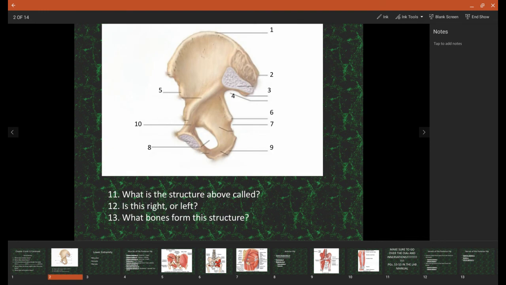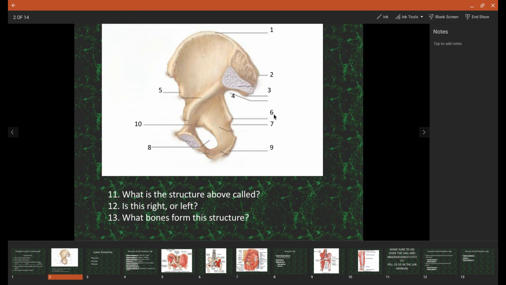Now, let's work on this. Number 1, that feature will be the iliac crest. Number 2 is going to be the posterior superior iliac spine, because again, the pubic bone tells us anterior, it's on the opposite side. Number 3 is going to be the posterior inferior iliac spine. Number 4 will be the greater sciatic notch. Number 5 will be the anterior inferior iliac spine.